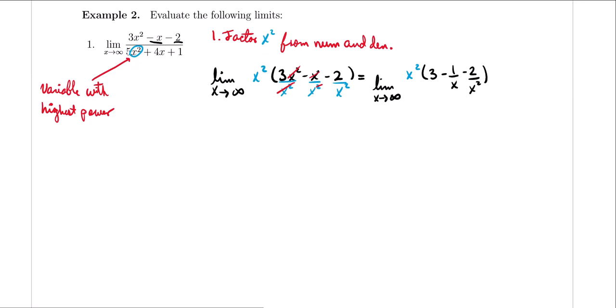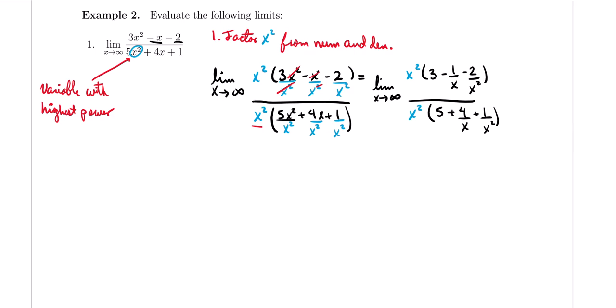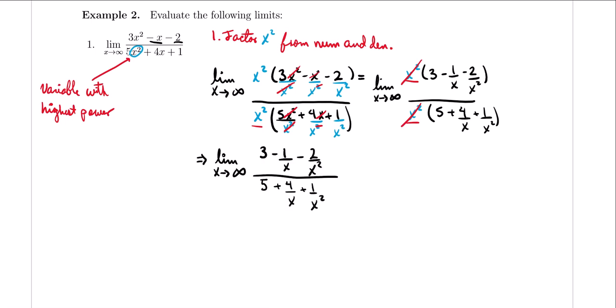But what about the denominator? If we factor out the x squared and then divide by x squared to figure out what's remaining, we're left with x squared times 5 plus 4 over x plus 1 over x squared. I'm going to simplify them here so we see what canceled. Now, once we factor out an x squared from both the numerator and the denominator, we can cancel the x squareds. We're left with a new expression: the limit as x approaches infinity of 3 minus 1 over x minus 2 over x squared, all over 5 plus 4 over x plus 1 over x squared.